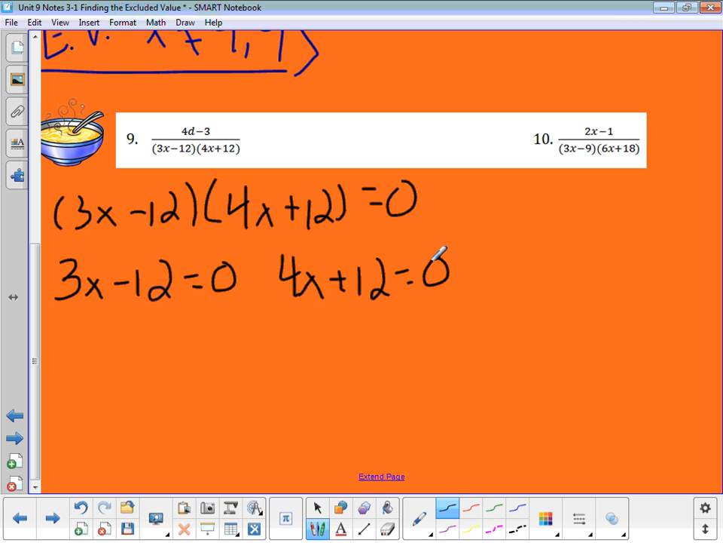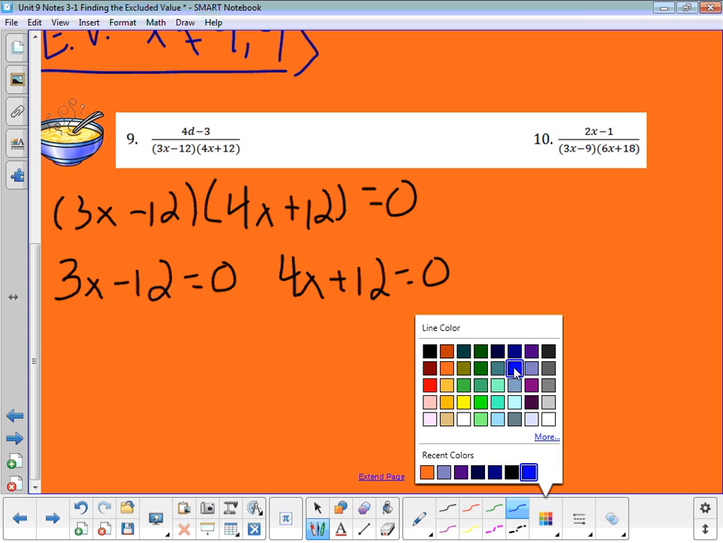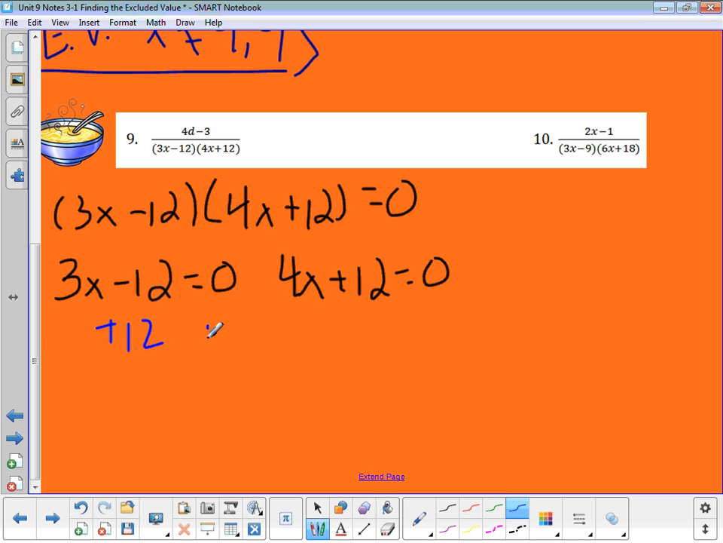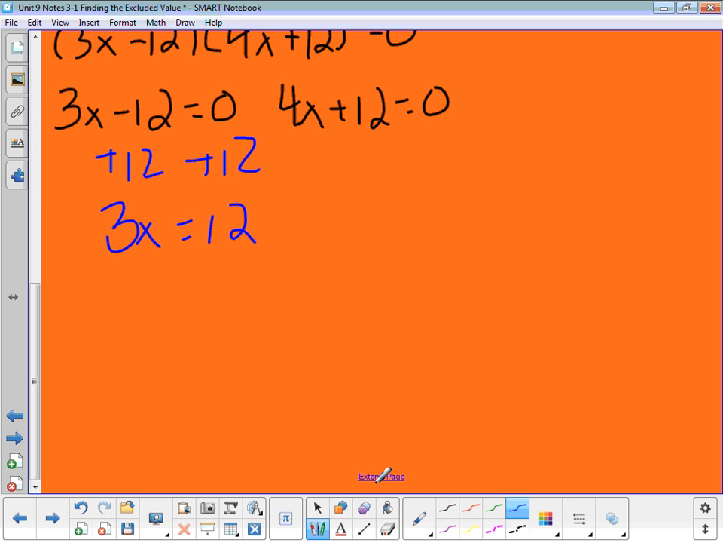And now I'm going to solve each of those for x. So starting here, I'm going to add 12 to both sides. Remember, when you're solving equations, you're doing the opposite of whatever the operation is. If it's minus, you plus. If it's multiply, you divide, and so forth. So here that 3 is being multiplied by the x. Divide both sides by 3. And I get that x is equal to 4.